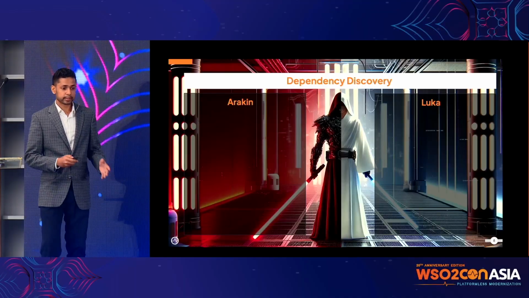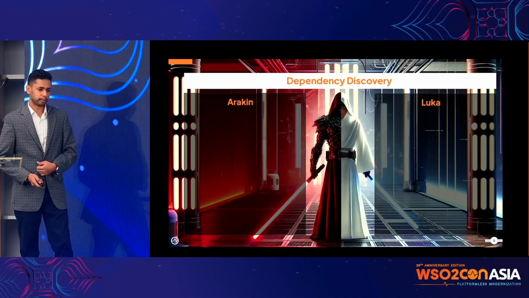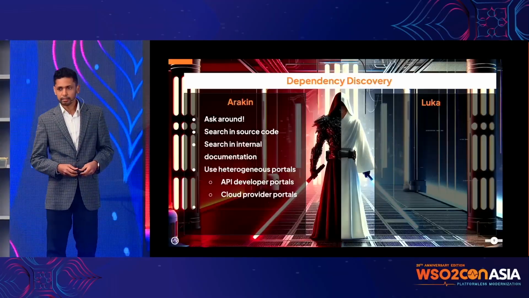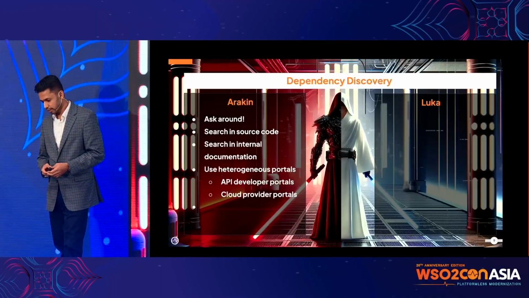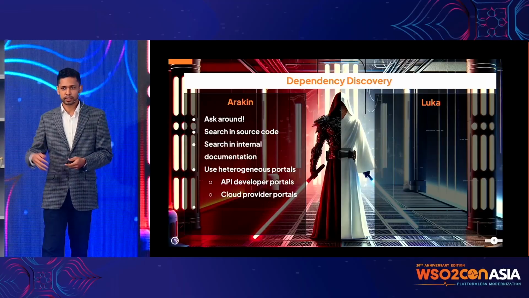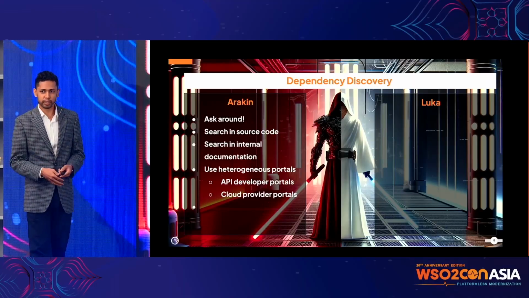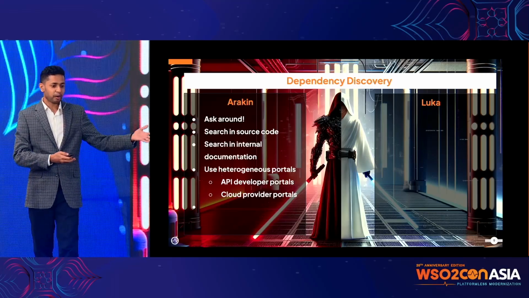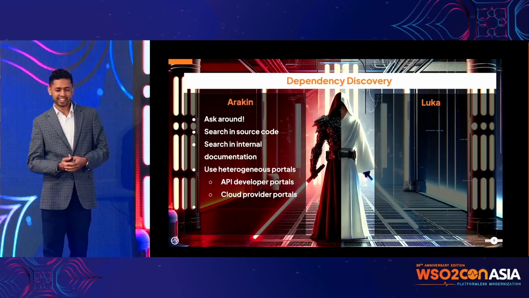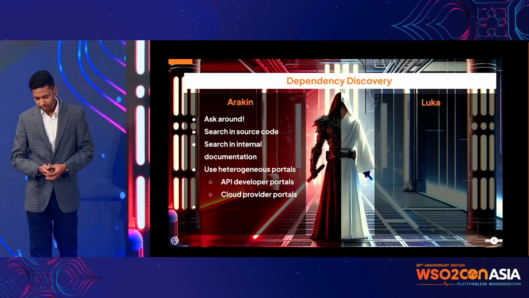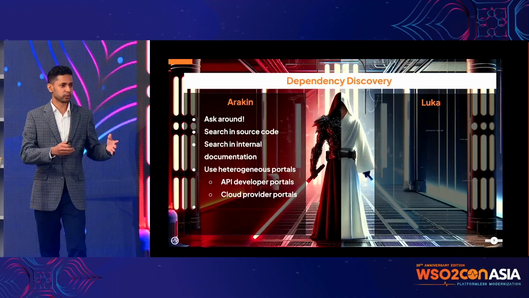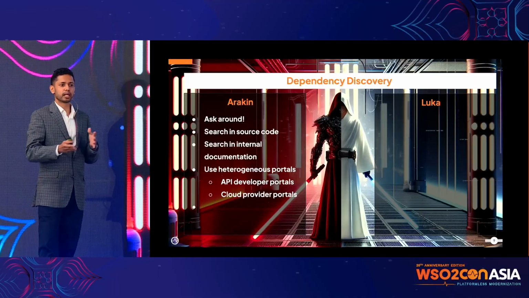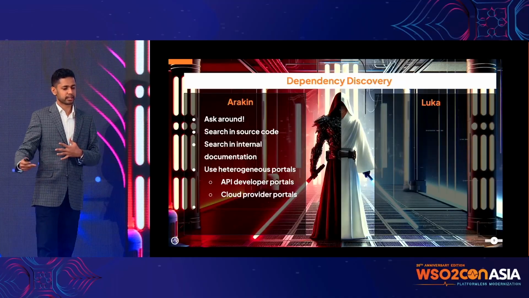So what can Arakin do to get the dependency discovery done? I'll list a few options. First one is ask around, as Nuwan said earlier. You go and talk to that engineer who has been in the company for 15 plus years, like Aziz over there, and say, how can I get these two resources done? And then another thing is you go ahead and search the source code of a component that is likely to do the same thing that you are doing, and get the dependency from there.